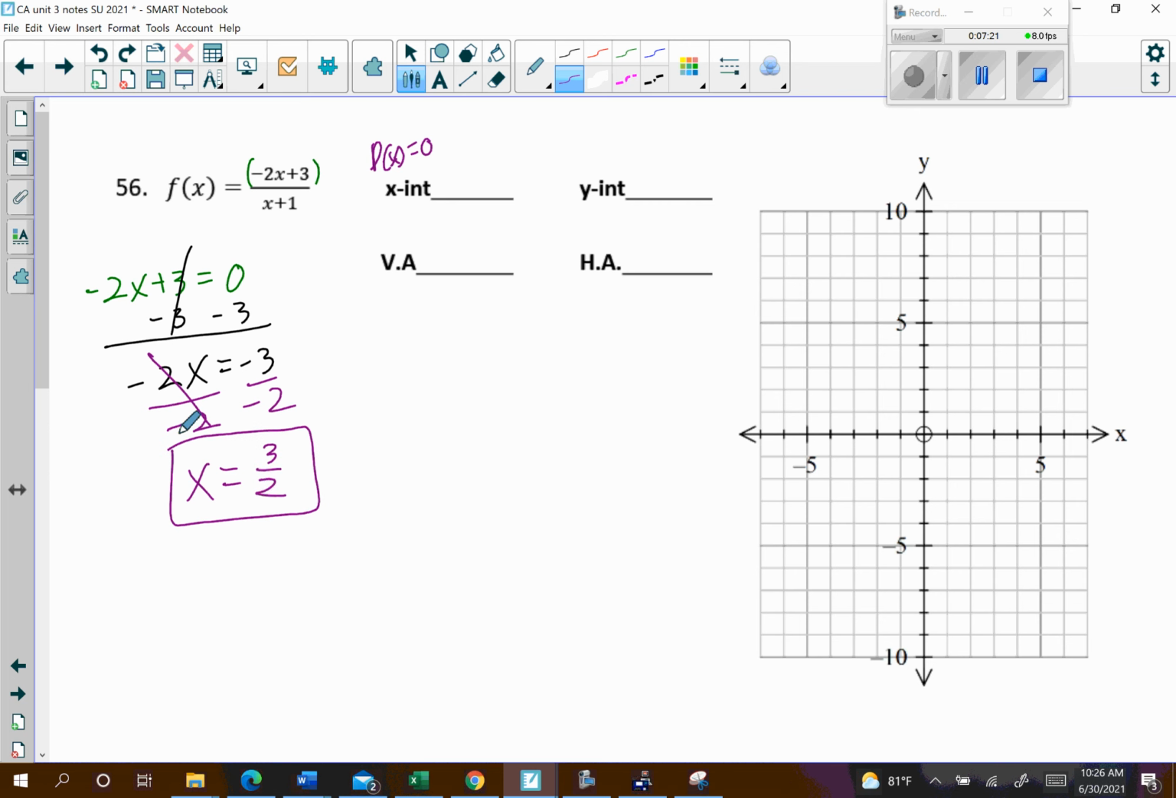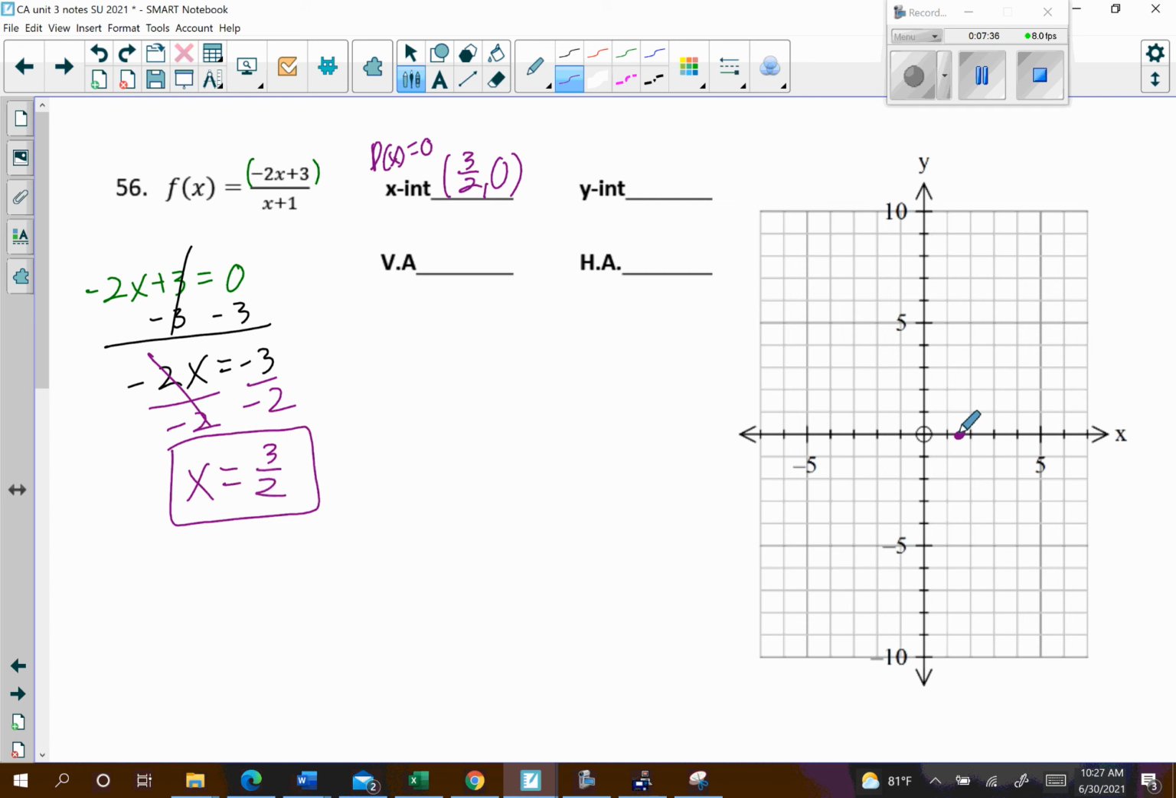And once again, let's just leave that as a fraction. As a decimal, it's 1.5. But go ahead and leave that as 3 over 2, comma 0. So that point is about right here. Okay, so I got 1 point already.